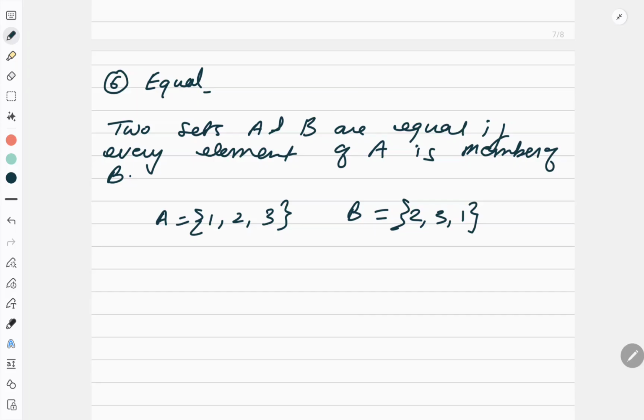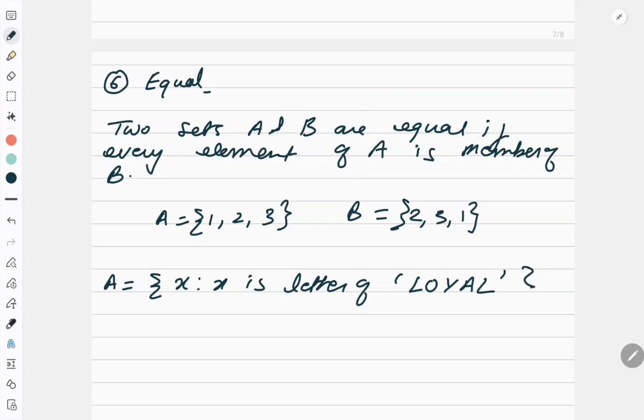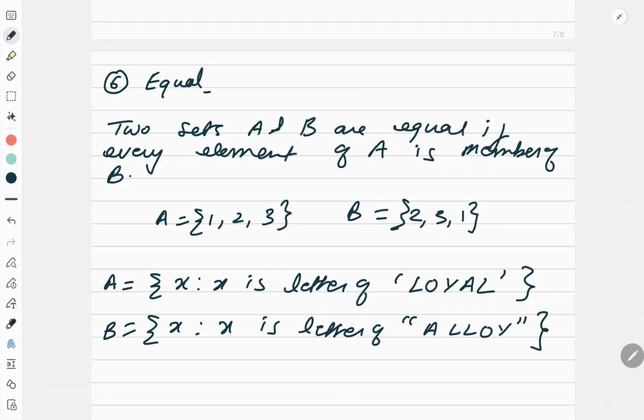Okay, now a very common example here is this. Suppose the set A is defined like this: {x such that x is a letter of 'loyal'}. And B is {x such that x is a letter of 'alloy'}. Now, do you think these two sets are equal?